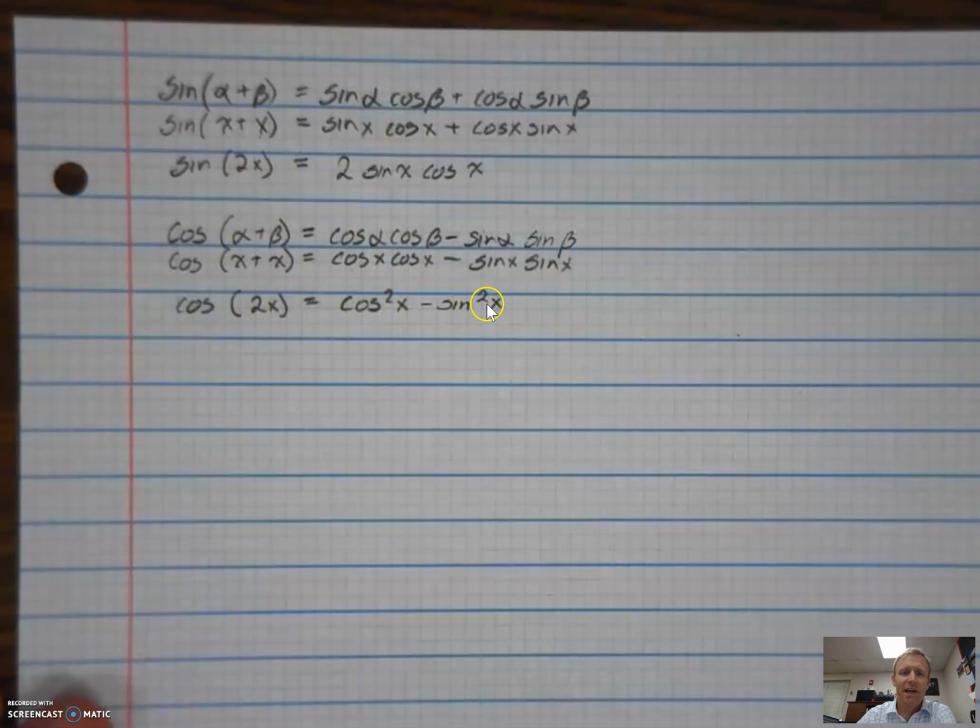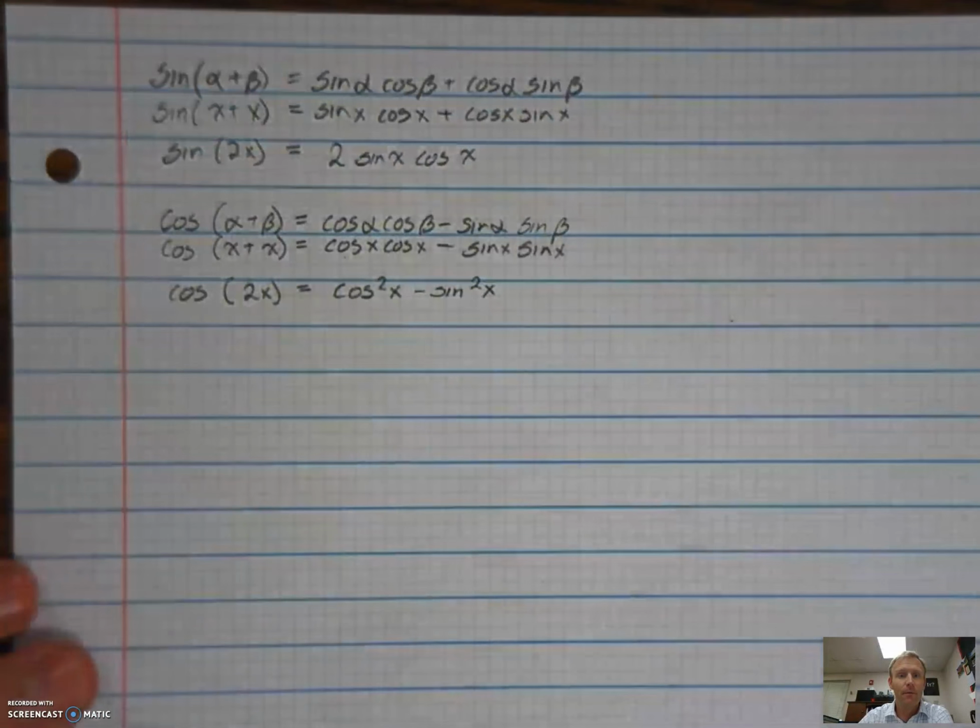And that might not seem like a big deal. There's a reason I did cosine of a double angle second. This formula, if you know it, and obviously you know our formula for cosine of a sum of angles, you can create quite a few other formulas, which is where most of this video is going to go.